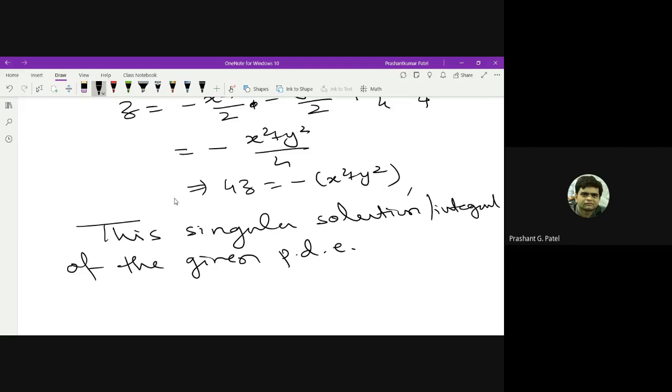Okay, so that is regarding this classification of integral.